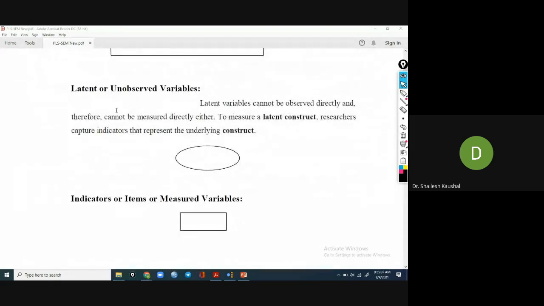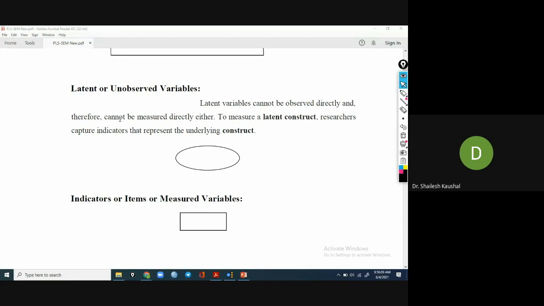A latent variable cannot be observed directly, and therefore cannot be measured directly either. To measure a latent construct, a researcher captures indicators that represent the underlying concept. Like a doctor cannot diagnose any patient unless the patient tells the symptoms.